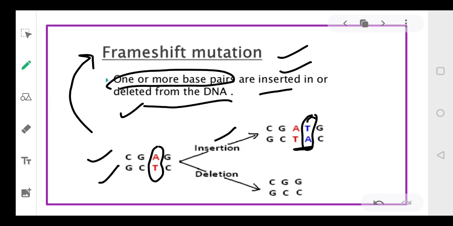Here we have 4 bases, now we have 5 bases. So one extra base pair has been added. So this is called insertion. In case of deletion, this base pair will be deleted. So we do not have AT here, right? So this is called frameshift mutation, and frameshift mutation can be categorized into insertion and the deletion process. So your frameshift mutation is of 2 types, insertion and deletion.